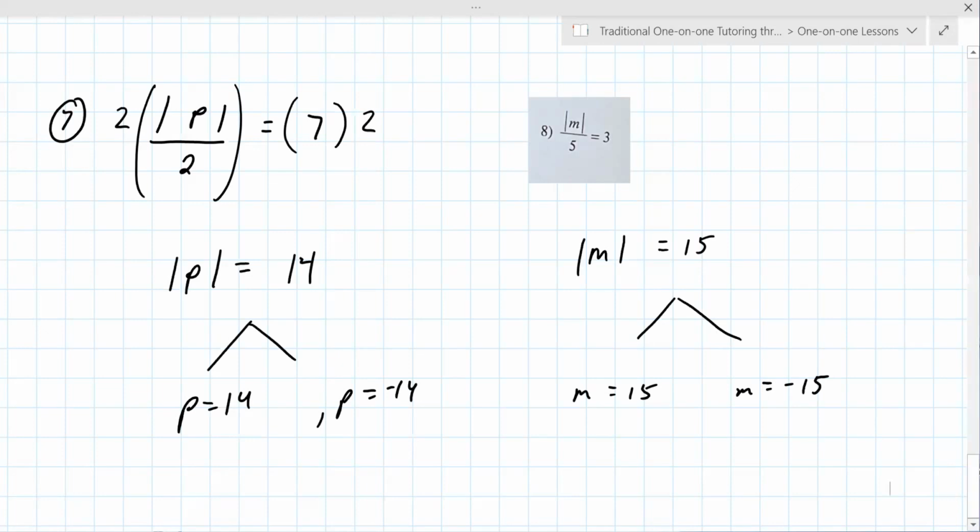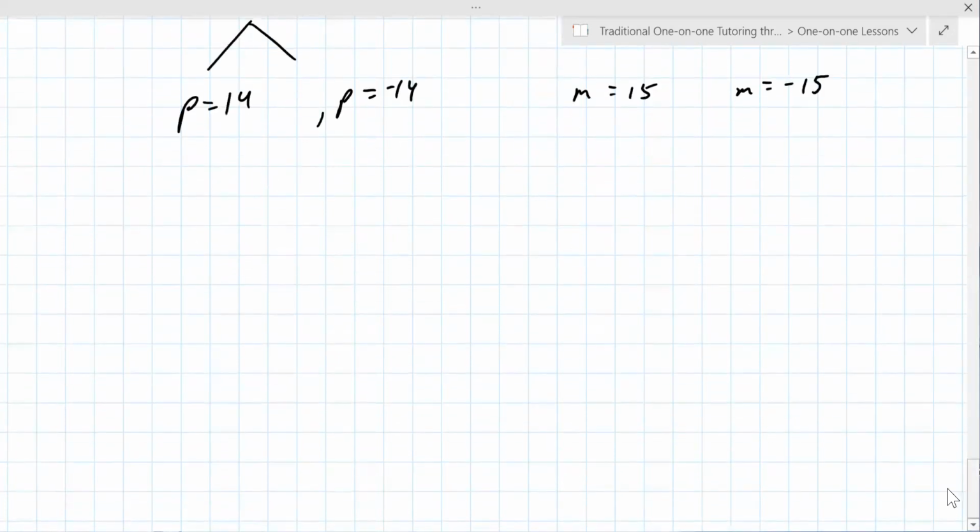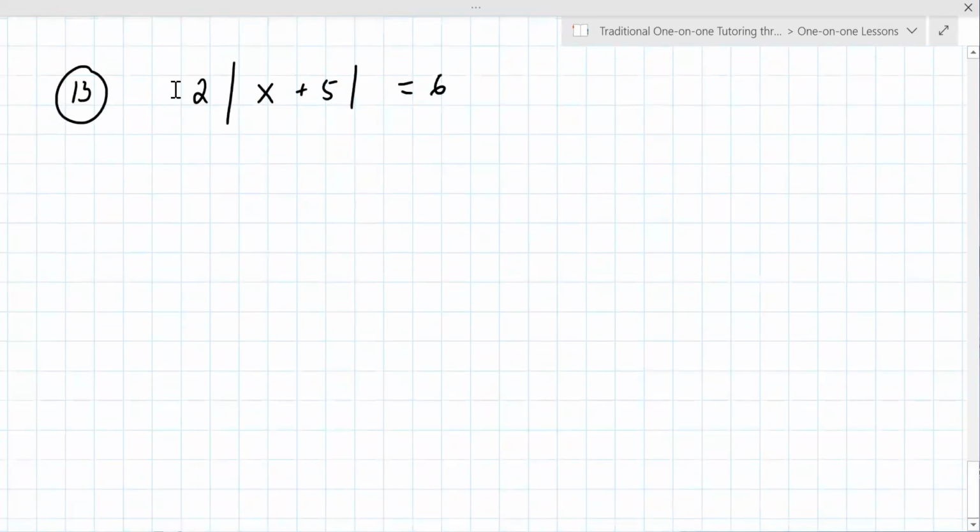Okay, so we're going to do a problem like 14 next. So your 13 here is 2 times the absolute value of x plus 5 equals 6.